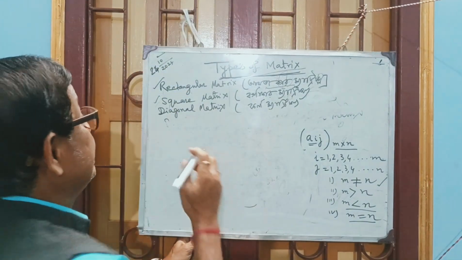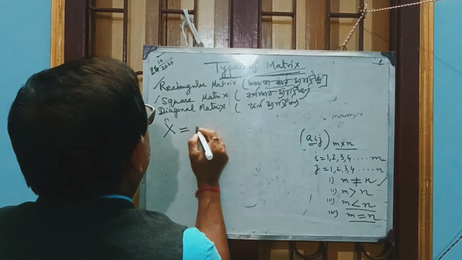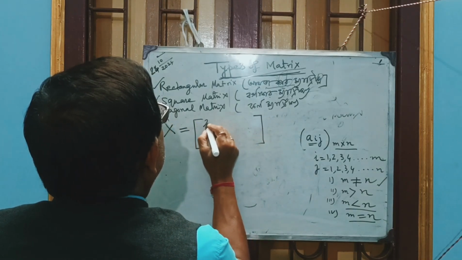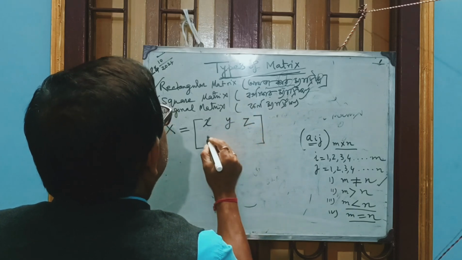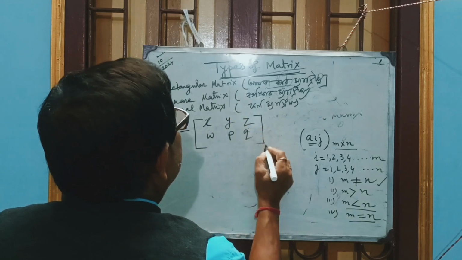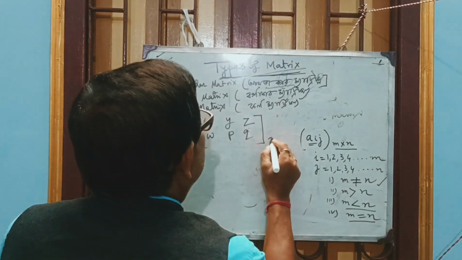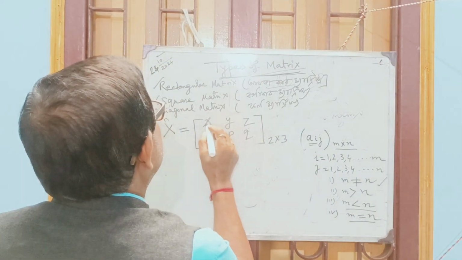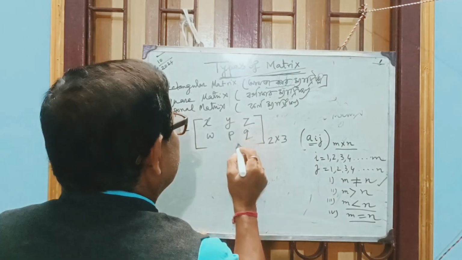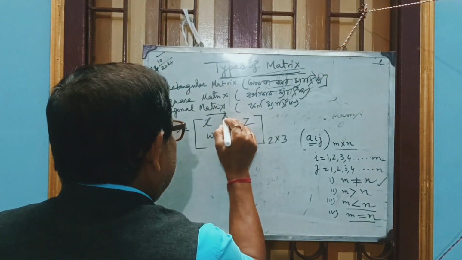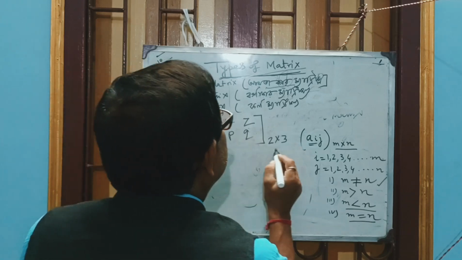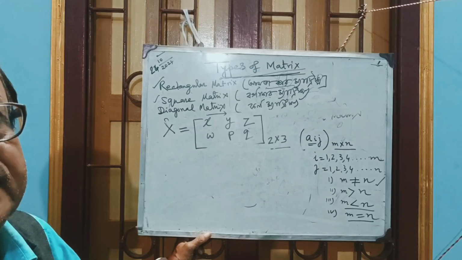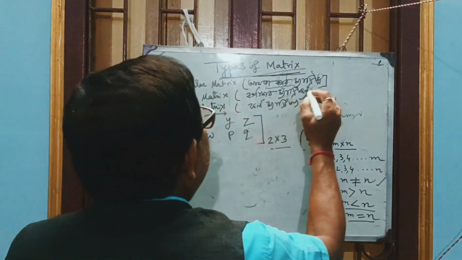Rectangular matrix. Let us consider X to be a matrix of the form x, y, z, w, p, q. This is a matrix of order 2 by 3. There are two rows, first row and second row, and three columns C1, C2, C3. Whatever the matrix is, the number of rows is not equal to the number of columns. This type of matrix is called a rectangular matrix.